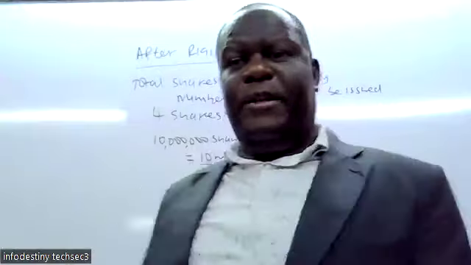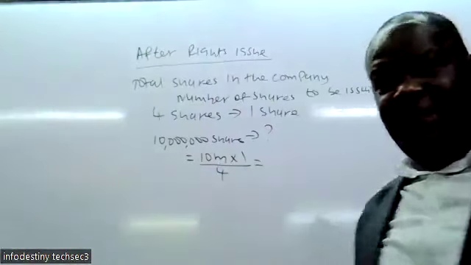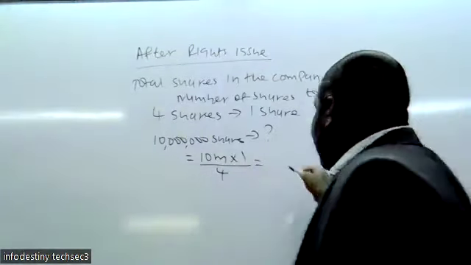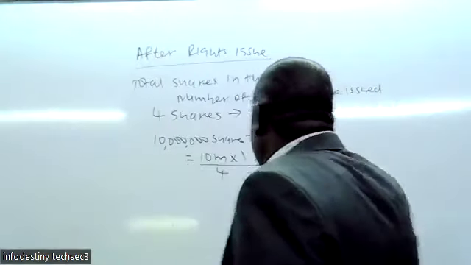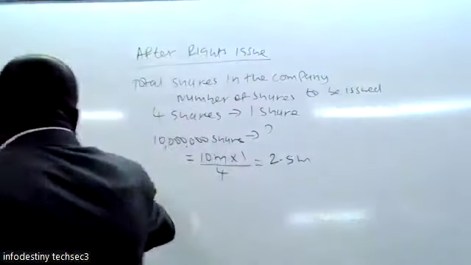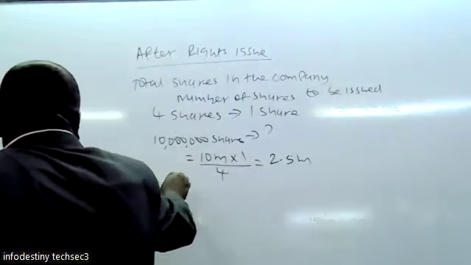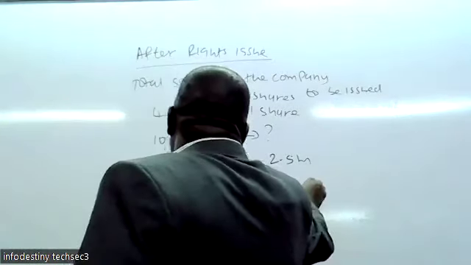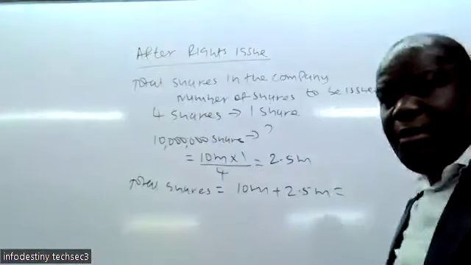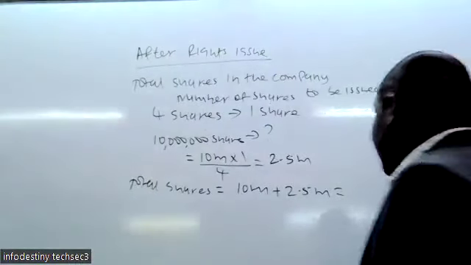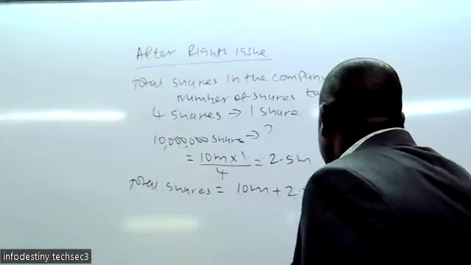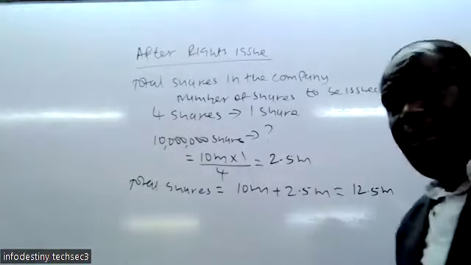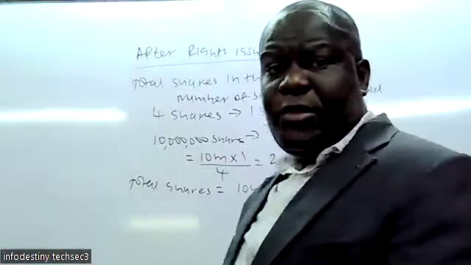When you cross multiply, you are getting which figure? 2.5 million shares. So total shares will now be 10 million plus 2.5 million, which is 12.5 million. So that now gives you the total number of the shares.